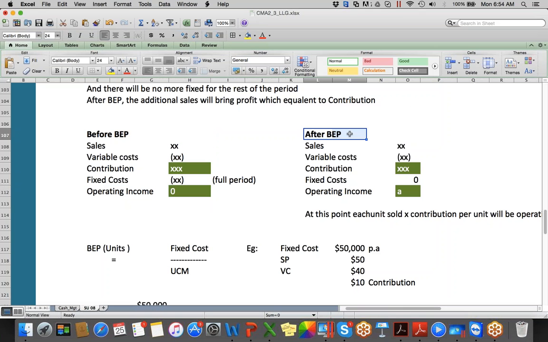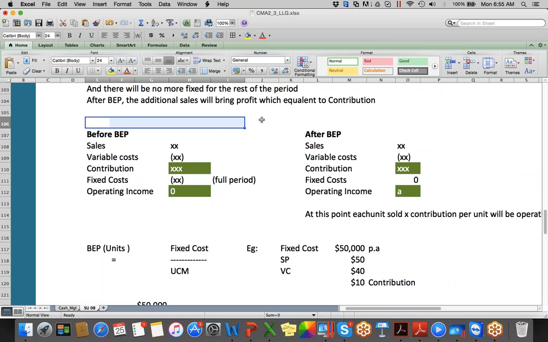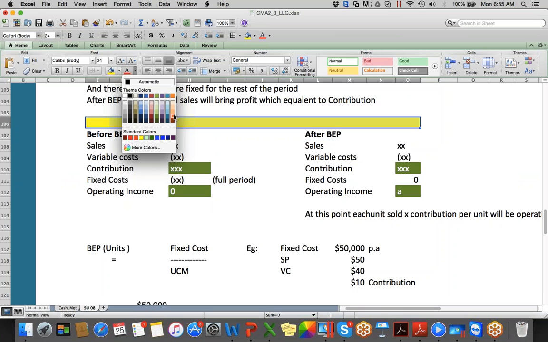But after break even point, sales minus variable cost will give you contribution, and see, fixed cost is zero. Why? The fixed cost is already recovered here from these units. Say total units are 30,000 units here.